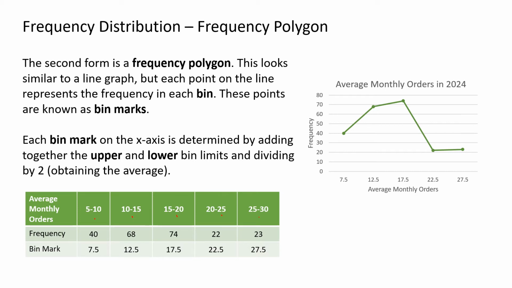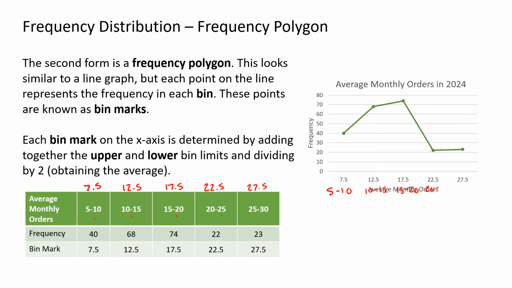So on our histogram, we had them graphed at 5 to 10, 10 to 15, 15 to 20, 20 to 25, and 25 to 30. Here, we're actually plotting it at a single point, which is halfway in between the bins. So halfway in between 5 and 10 is 7.5. 10 and 15 is 12.5. 15 and 20 is 17.5. 20 to 25 is 22.5. And 25 to 30 is 27.5.